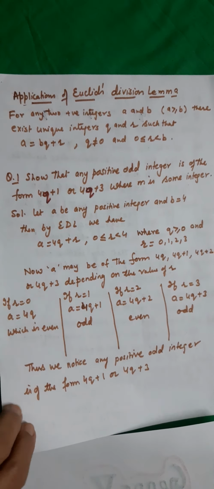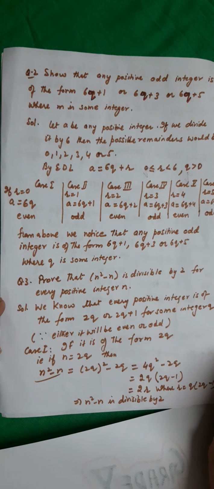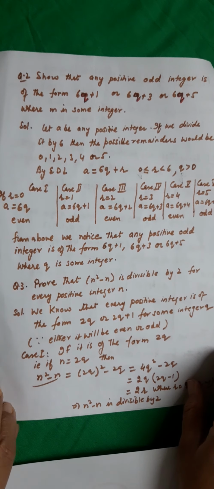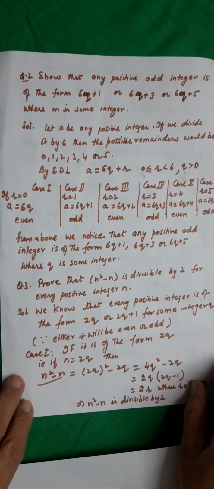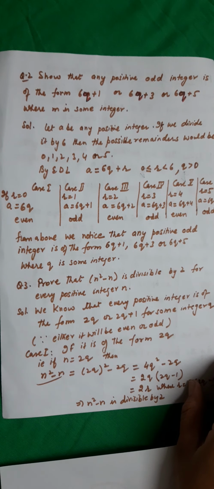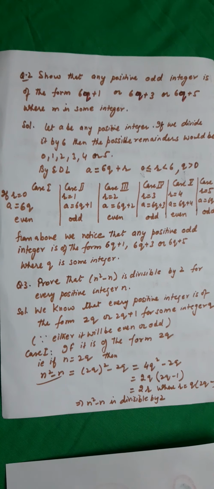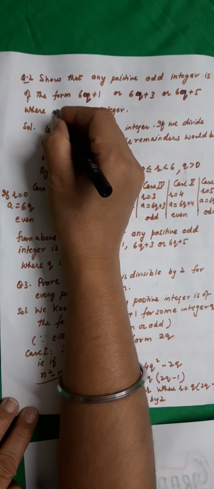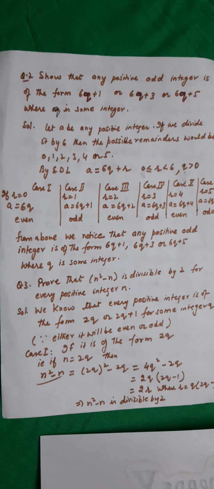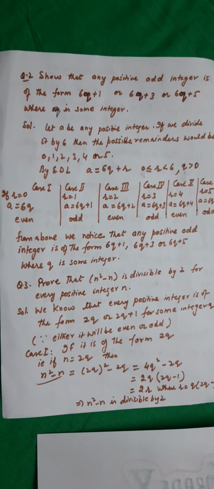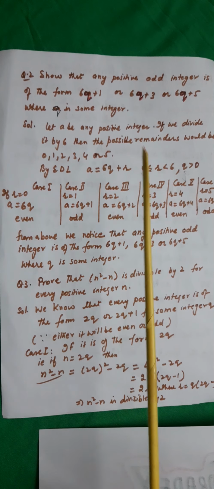Question number 2. Show that any positive odd integer is of the form 6q plus 1 or 6q plus 3 or 6q plus 5. So here in this case, let again a be any positive integer. If we divide it by 6, then the possible remainders would be 0, 1, 2, 3, 4 or 5.